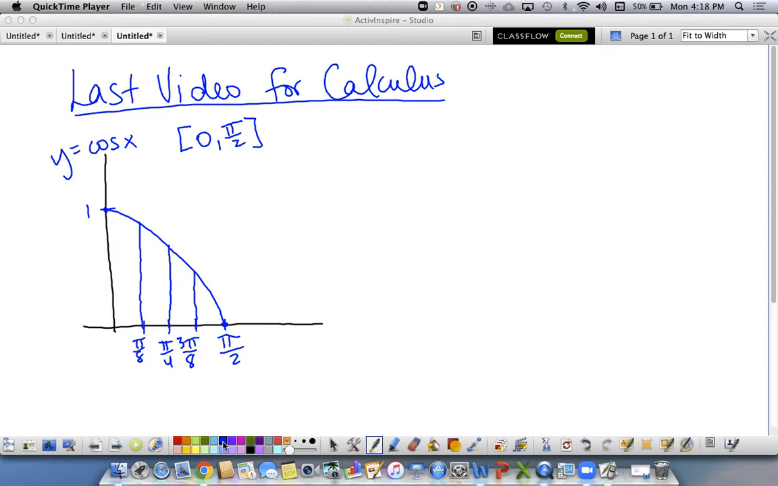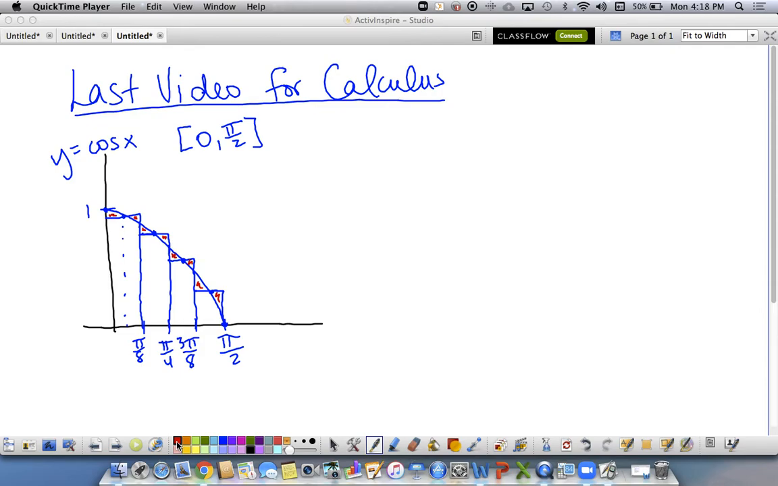Then they want to know, where's the midpoint? We want to draw the rectangle so it goes through at that spot, and the midpoint of the last, we want to draw the rectangle right there. So they have a little below and a little above on each one, and it gives a more accurate area under the curve.